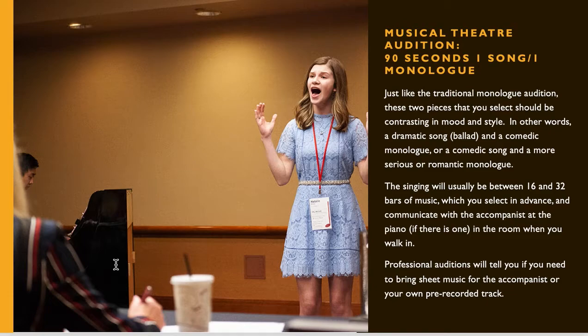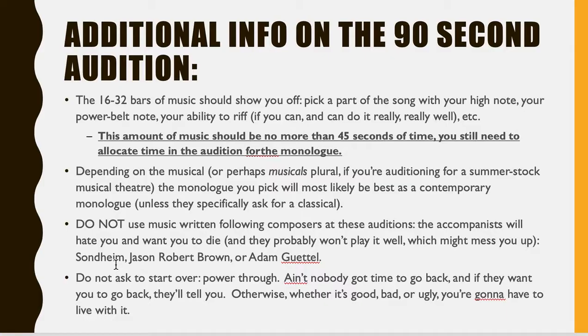Alright, musical theater auditions. The 90-second one-song, one-monologue. Just like the traditional monologue audition, these two pieces that you select should be contrasting in mood and style. In other words, a dramatic song, like a ballad, and a comedic monologue, or a comedic song and a more serious or romantic monologue. The singing will usually be between 16 and 32 bars of music, which you need to select in advance and communicate with the accompanist at the piano, if there is one, in the room when you walk in. Professional auditions will tell you if you need to bring sheet music for the accompanist or your own pre-recorded track.